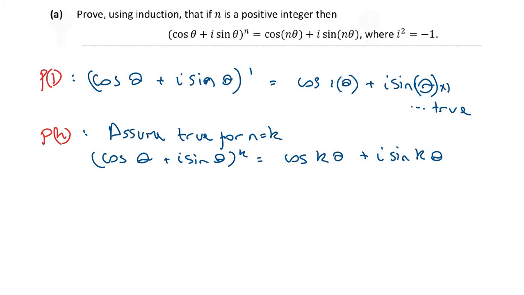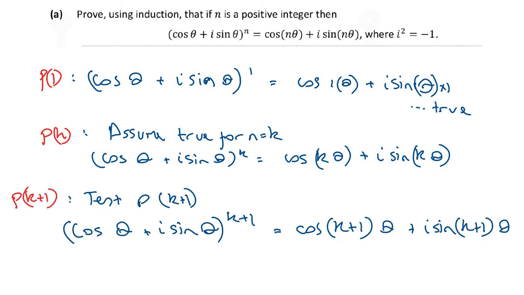So, assuming it's true for n equal to k would mean that (cos theta plus i sine theta) to the power of k is equal to cos k theta plus i sine k theta. We're going to use that assumption to prove it's true for n equal to k plus 1. So the test that we have to do now is to show that (cos theta plus i sine theta) to the power of k plus 1 is equal to cos (k plus 1) theta plus i sine (k plus 1) theta.